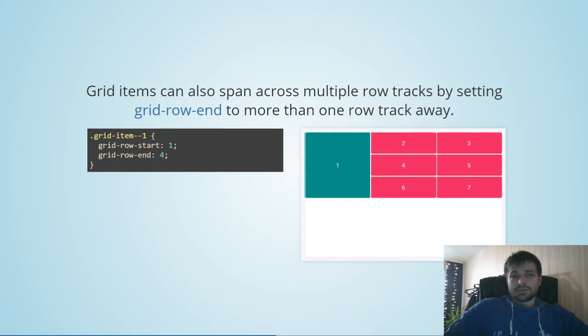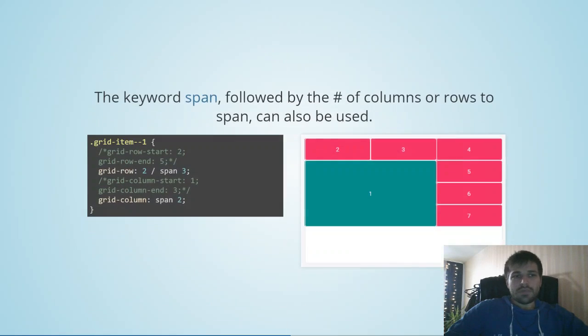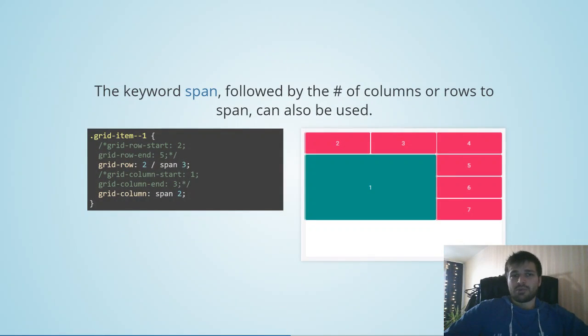Grid items can also span across multiple row tracks by setting grid-row-end. And the shorthand properties grid-row and grid-column can also be used to position. The keyword span followed by the number of columns or rows to span can also be used.